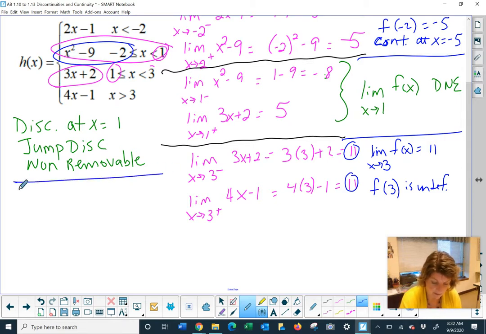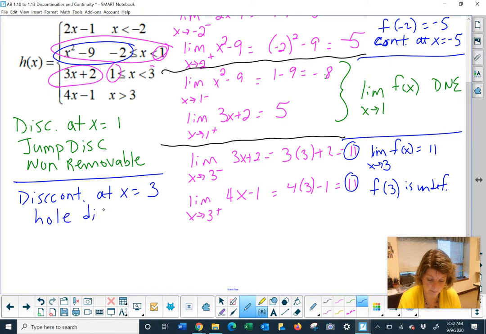It is discontinuous at x equals 3 because it is a hole or point discontinuity. And that is removable. Very good.